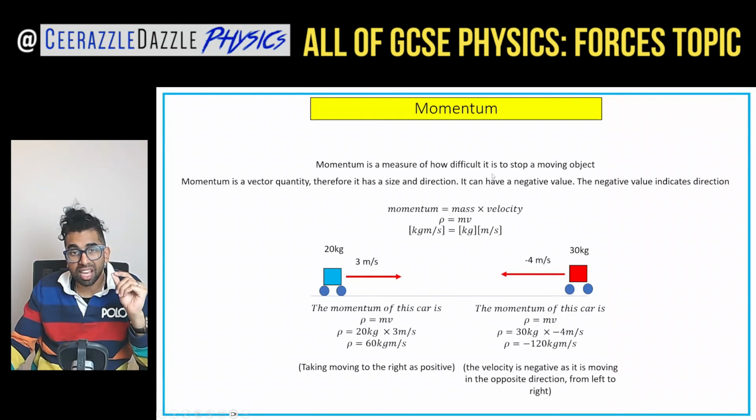Momentum. Momentum is simply how difficult it is to stop a moving object. Momentum is a vector quantity, therefore it has a size and direction. It can have a negative value.